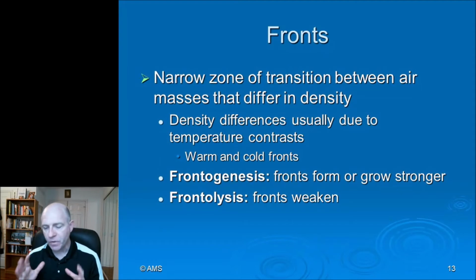So a front is a narrow zone of transition between these air masses, and they're going to differ in density because temperature and humidity are both tied in to density. And you name the fronts depending on which way the cold air and warm air are moving. A warm front means your warm air is advancing and your cold air is retreating. Cold front's the opposite. Cold air is advancing and the warm air is retreating.